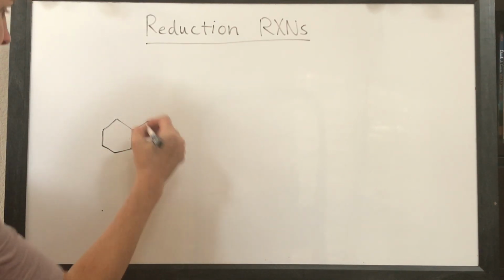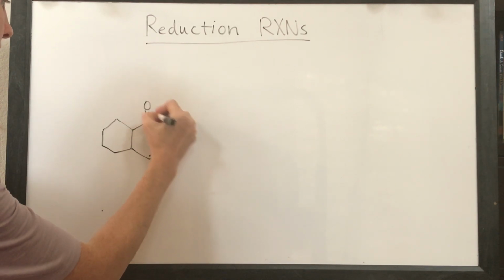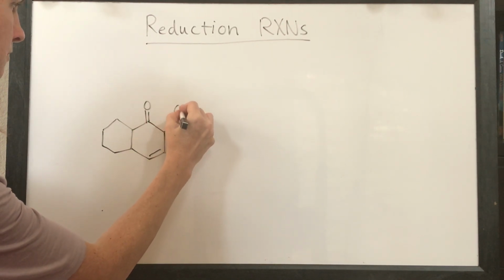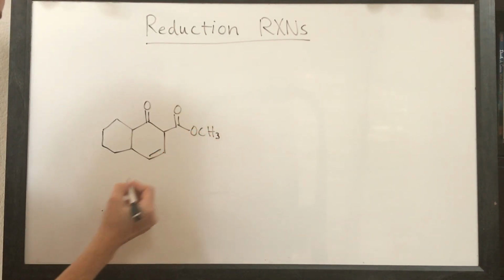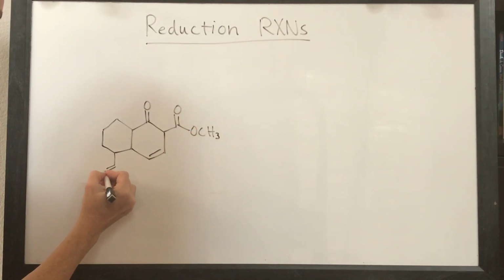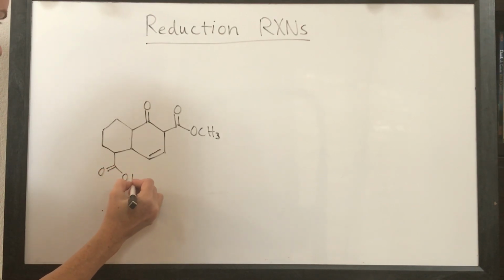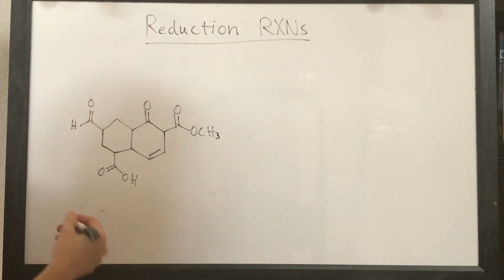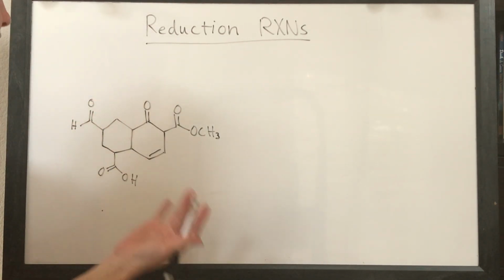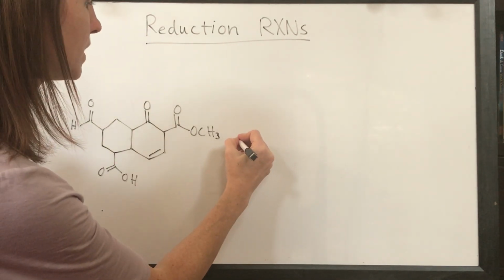It has an alkene, a ketone, an ester, a carboxylic acid, and an aldehyde. Okay, so rather large molecule, but these reactions would work on smaller molecules as well.